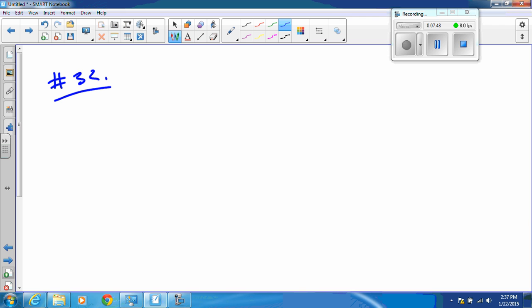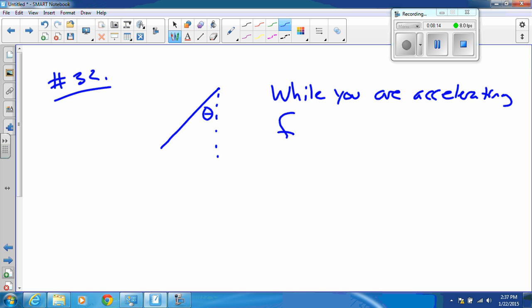Okay, so we have a pair of fuzzy dice hanging by a string from your rear view mirror, and it's hanging at a vertical angle of theta. And it says, while you are accelerating from 0 to 28 meters per second, about how many miles per hour is that? About 60. Really, it's about 65. In 6 seconds.